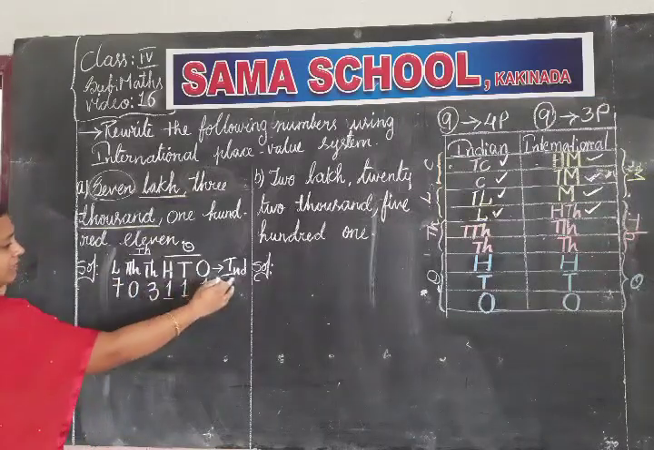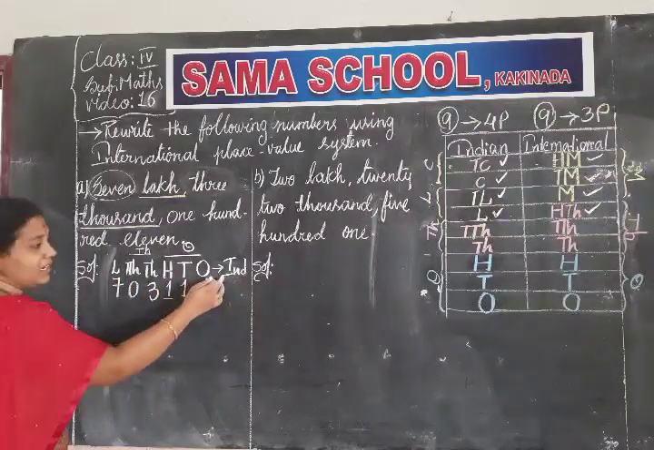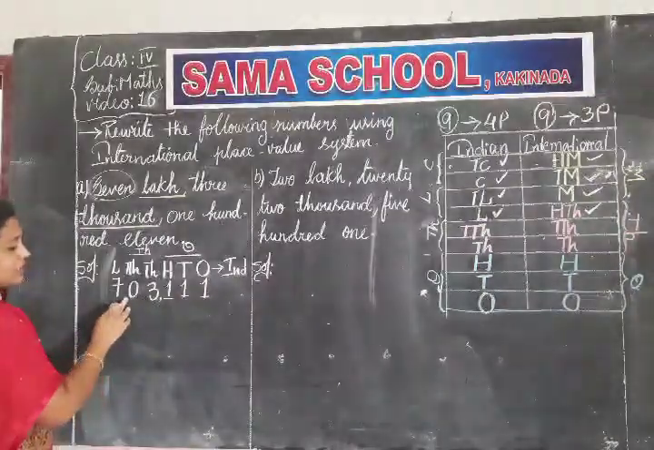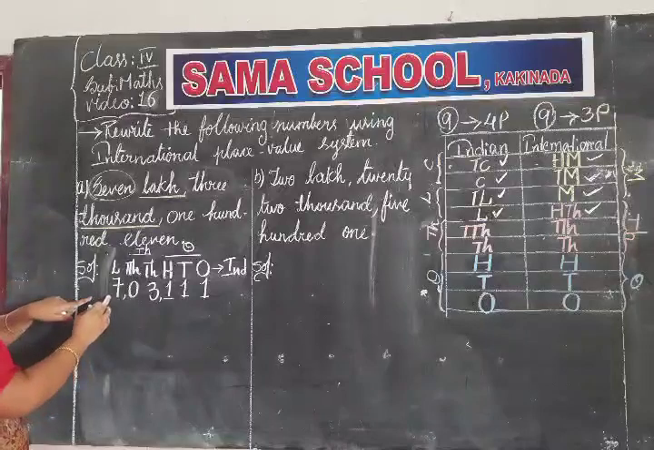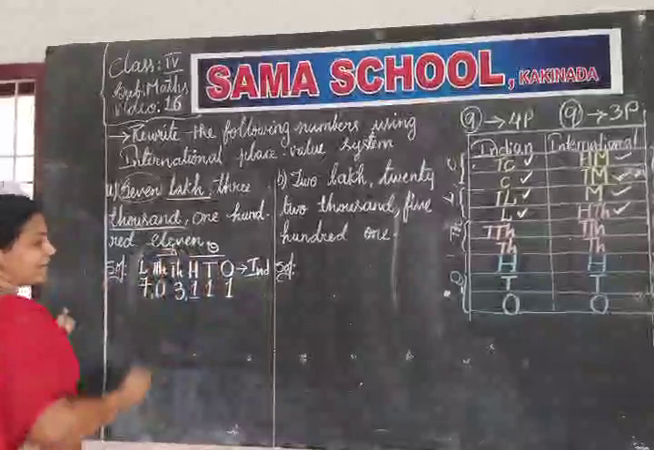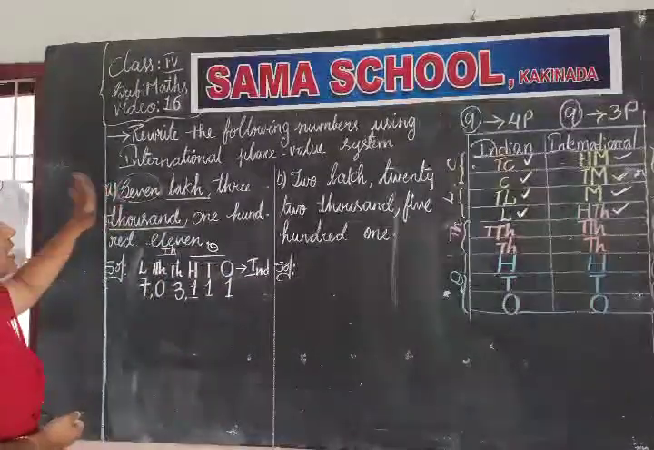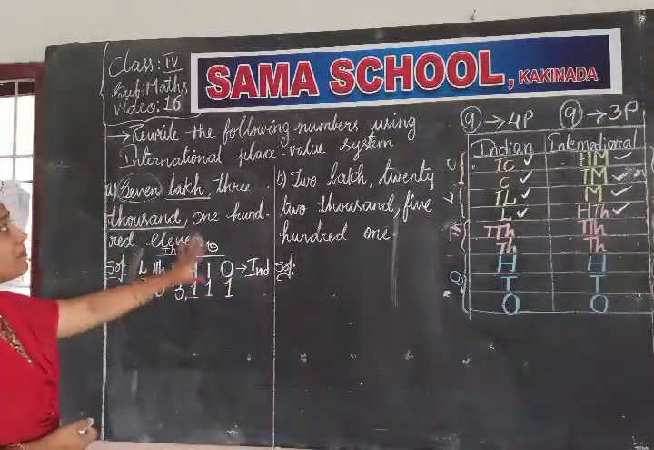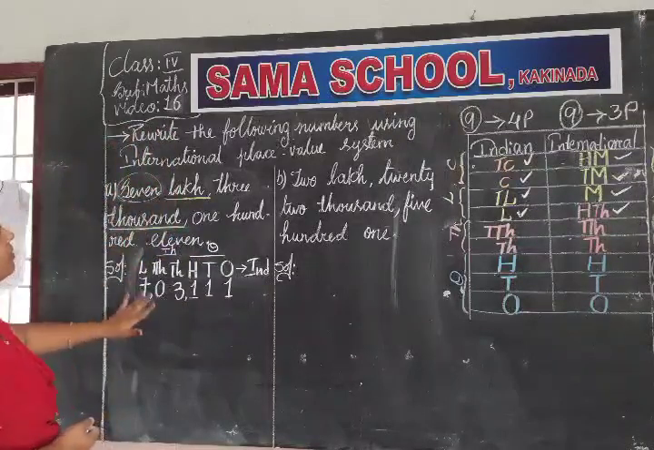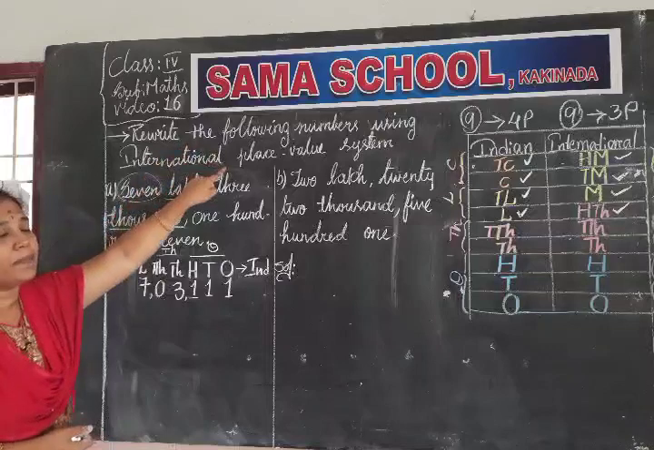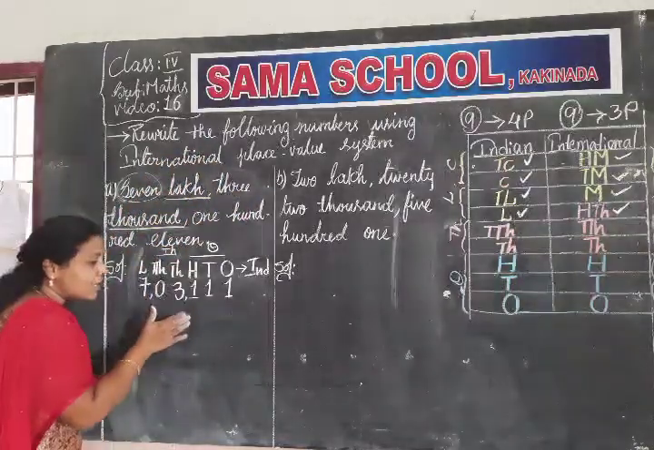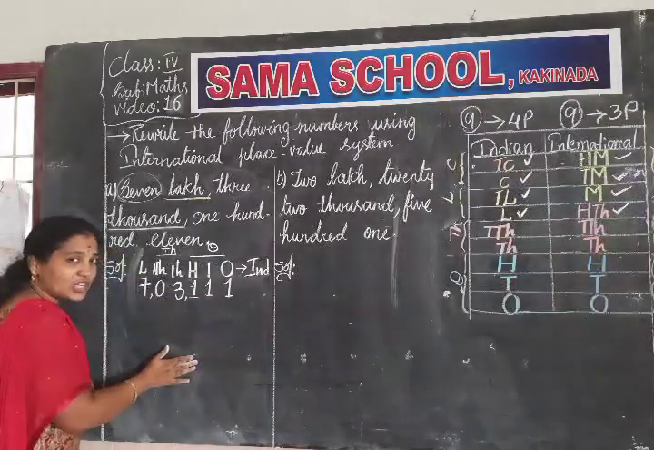This number in Indian system. After ones period keep a comma. After thousands period keep a comma. Now write the number 7,03,111. Here the given number is in Indian system, but he is asking rewrite again the following numbers using international place value system. Now this number change to international system.